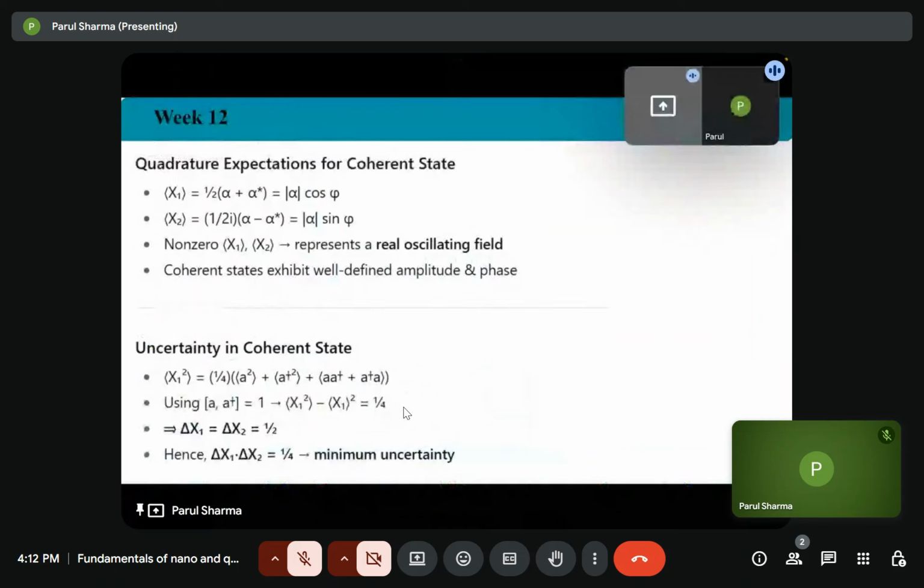So now we want to calculate the uncertainty of the coherent state. So we calculated the uncertainty for the photon number state, the vacuum state, and now the coherent state.